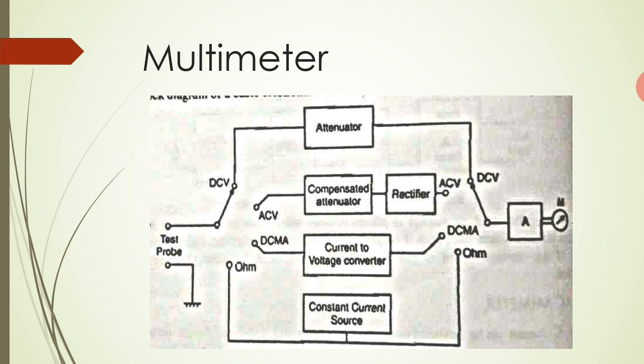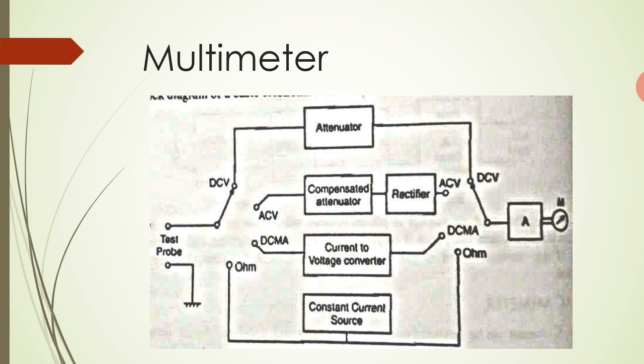Next, rectifier block used to convert an AC voltage to a proportional DC voltage. Next, constant current source and additional circuitry used for resistance measurement. Next is a current to voltage converter used for measurement of current. Next, functional switch to select various modes of operation.